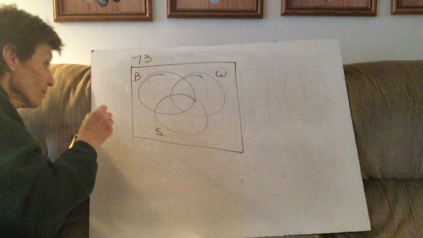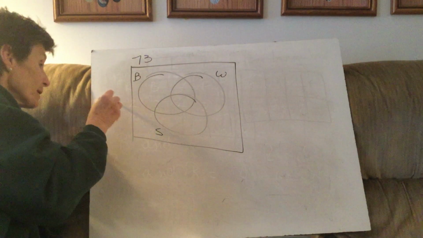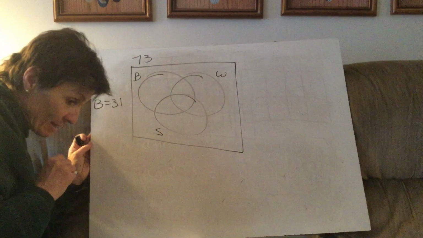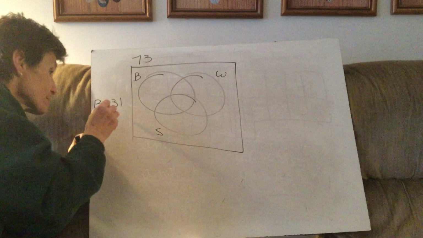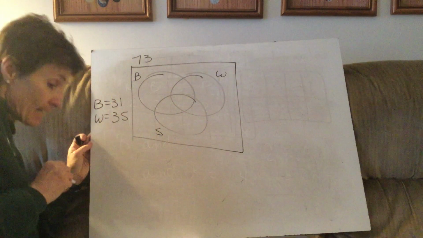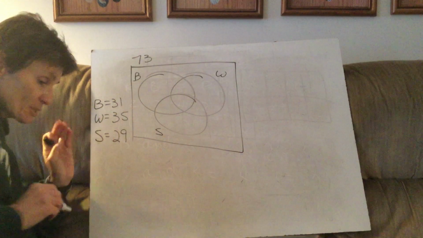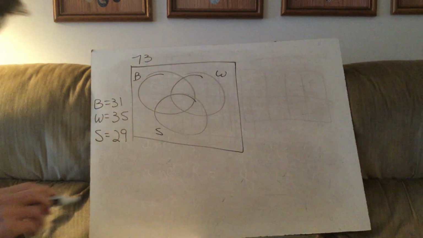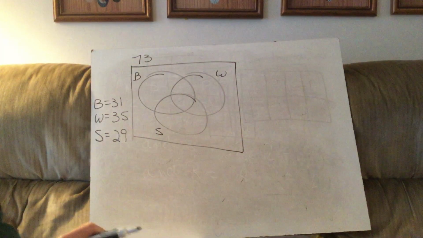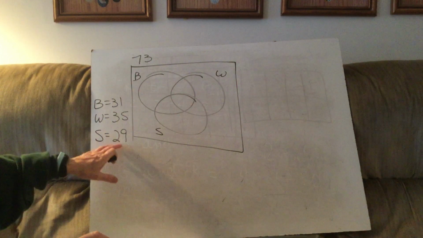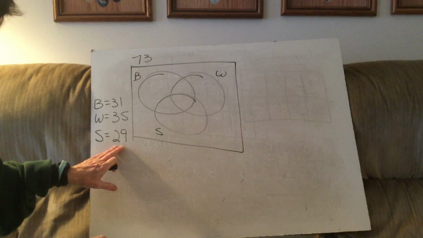And 31 of them love to bike. So we got 31 bikers. We have 35 walkers. And then we're going to have 29 skippers. That should be a 29. When I typed it, I apparently forgot the 9. So that should be a 29 that love to skip.